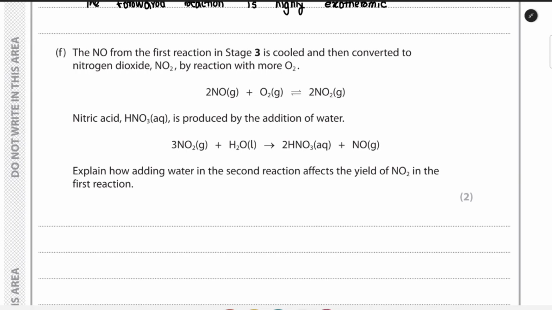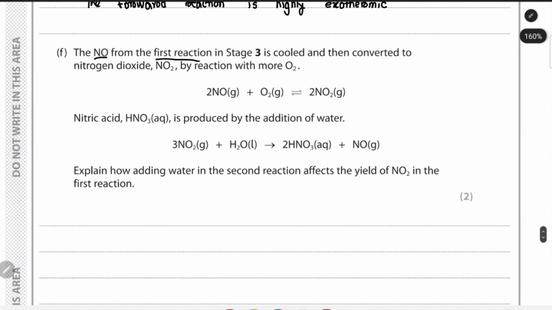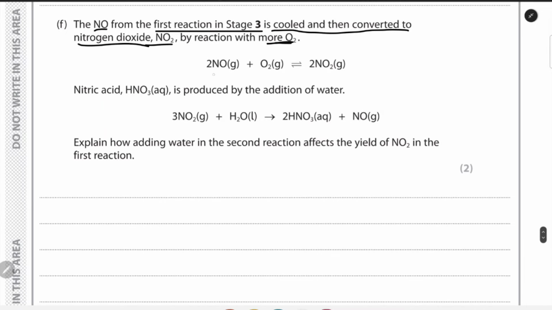Now in part F, we are told that the nitrogen monoxide from the first reaction in stage 3 is cooled and converted to nitrogen dioxide by reacting that with more oxygen. So this is the reaction over here.